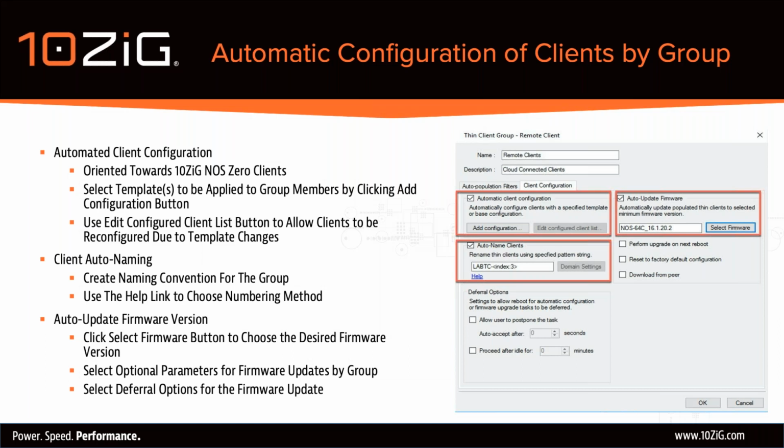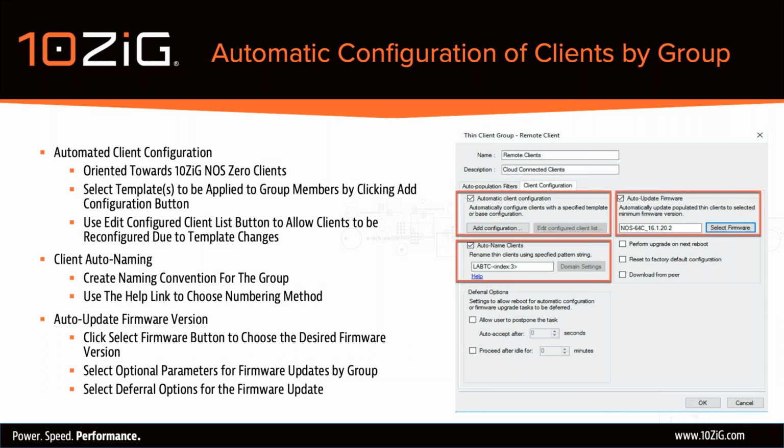Now, automated client configuration is oriented toward our NOS 0 clients and our PeakOS thin clients. The templates can be applied to machines. Those templates are created off of a subject endpoint, and those can be automatically applied to the group so that each member of the group is configured identically with the specified template. We can edit the configured clients list in order to allow clients to be reconfigured if we should happen to change the template.